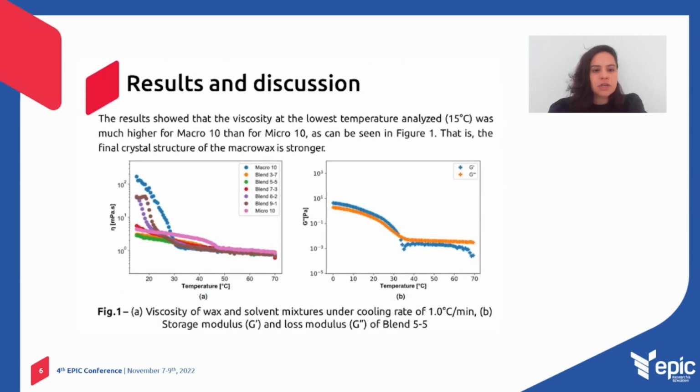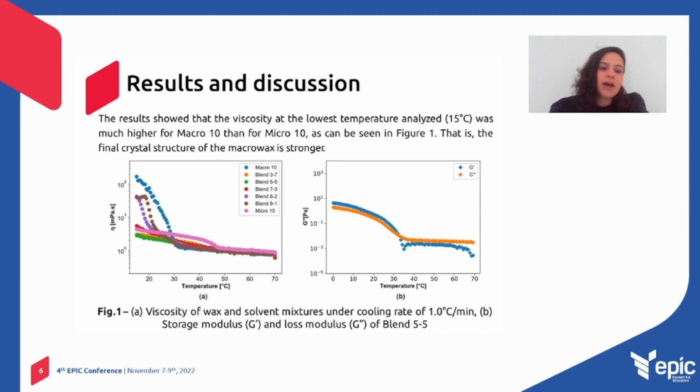Going to the results, in the first figure we have rotational rheology, and in the second figure we have oscillatory rheology. All the tests were done at a constant cooling rate of 1 degree per minute. In the first figure we can see the pink curve, the micro, changing the rheological behavior at higher temperature compared with the blue one, the macro, because we have the formation of the crystals at higher temperature.